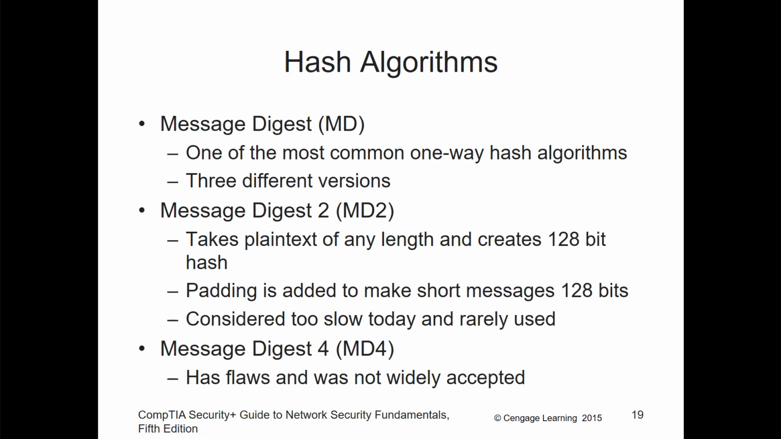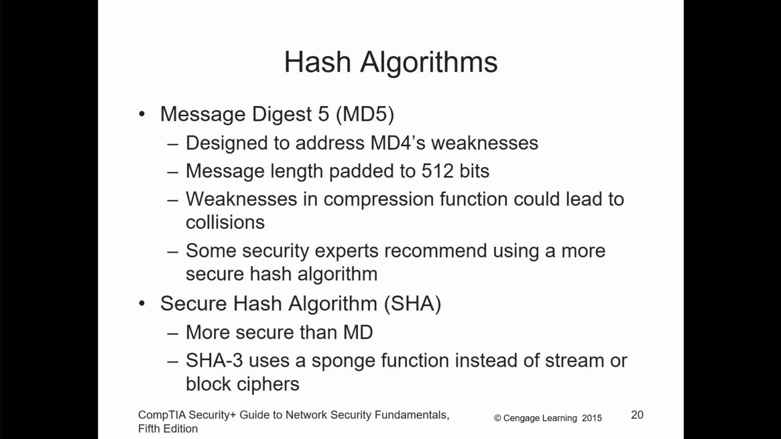MD, again, Message Digest, 1, 2, 3, 4, 5. 5 is where we're currently at. It's designed to address the weaknesses in 4. It has a message length padding to 512 bits. Its weakness is in the compression function, which could lead to collisions, which we already talked about. Some security experts recommend using a more secure hashing algorithm, something like SHA, S-H-A, which is more secure than MD, though SHA-3 uses a sponge function instead of a stream or block cipher.